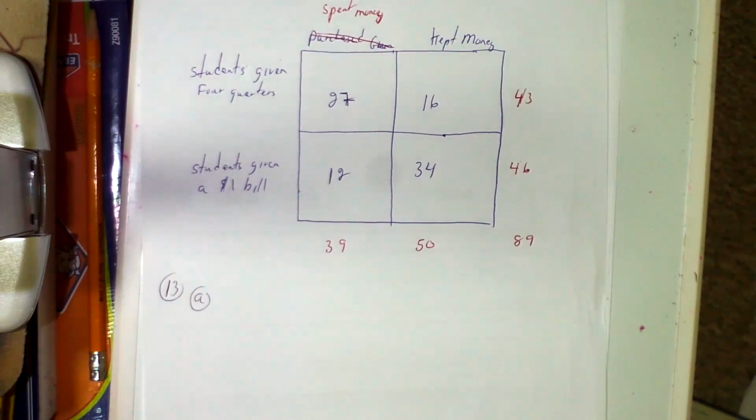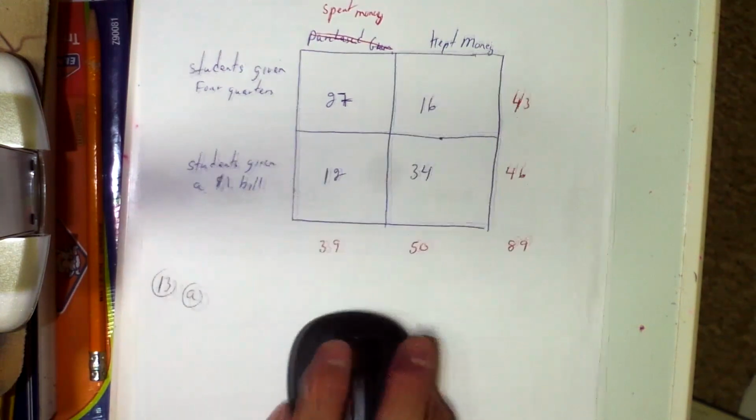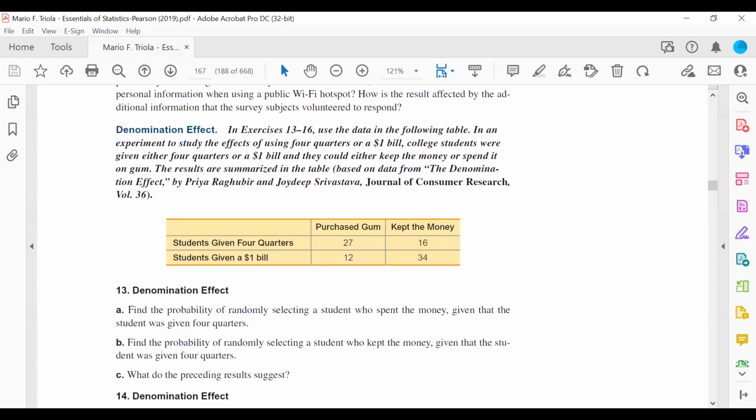All right, so number 13 asks for the probability of randomly selecting a student who spent the money, given. You guys see it? There's the hidden word, the keyword given. That tells you right there. It prompts you to use the conditional rule. All right, so given.